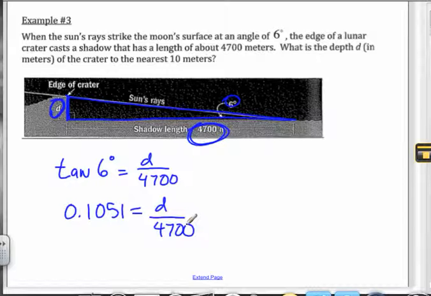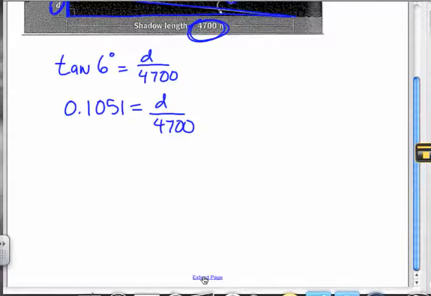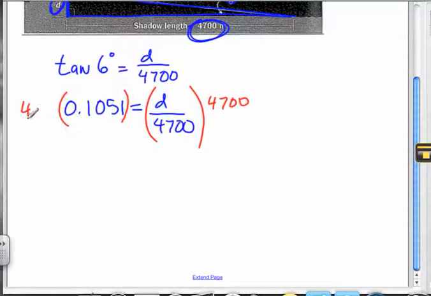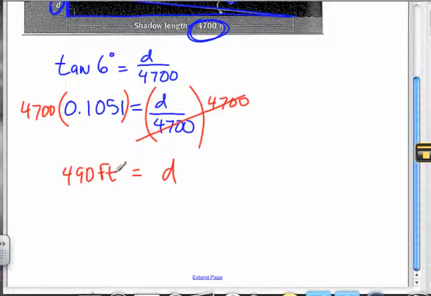So Fritz, what do I do to get D by itself? You multiply 0.1051 with 4,700. You agree I've multiplied both sides by 4,700? So that this will cancel, and I'm just left with D. Well, tell me what D equals. Fritz? It's 493.97. So 490 if we round it to the nearest 10? 493. Oh, yeah, okay. To the nearest tens, right? That's what they told me. All right, so 493 rounds to 490.